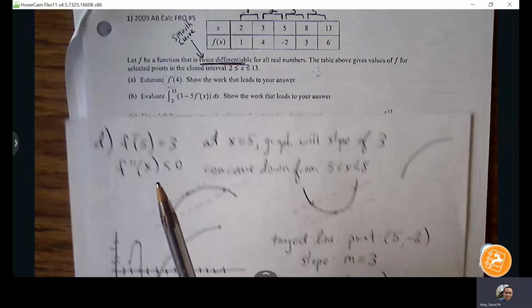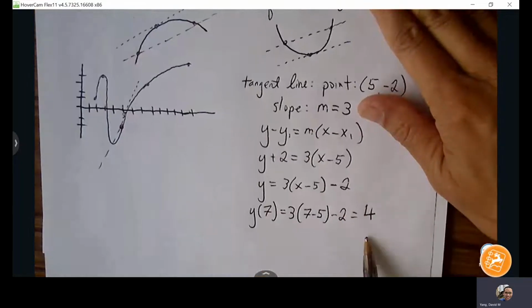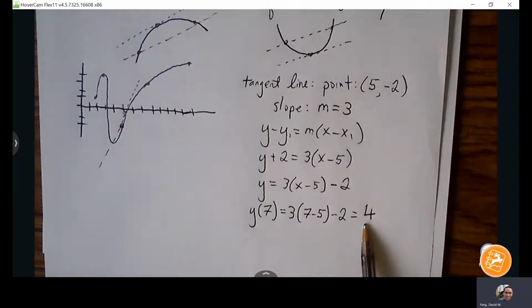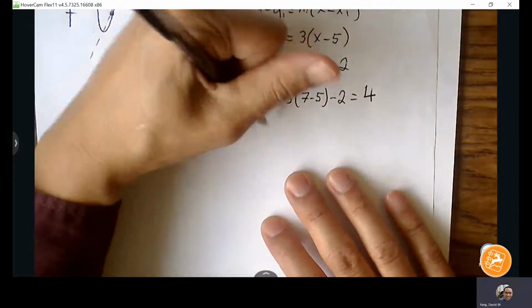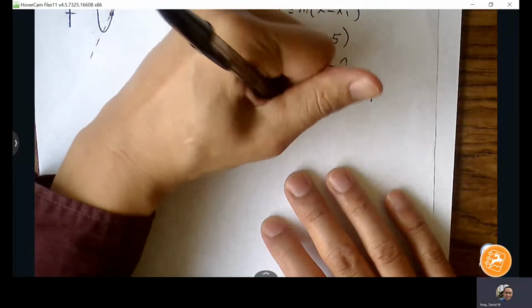So can we conclude that f of 7 is going to be less than 4? Yes, right, because we know if the tangent line is going to give us an over approximation, then we know our graph is going to be sitting below that y value. Okay, so we can use this as justification since f of x is concave down.